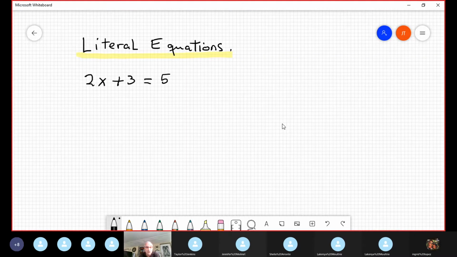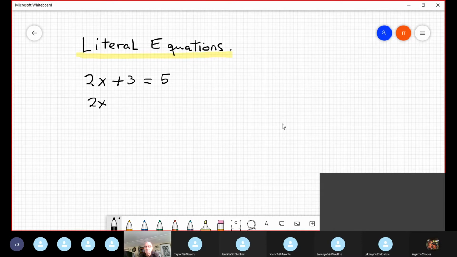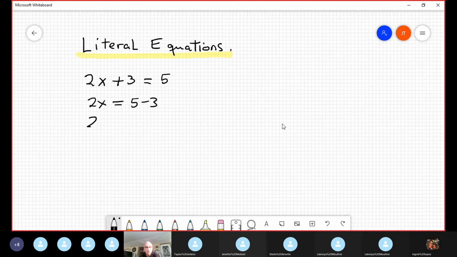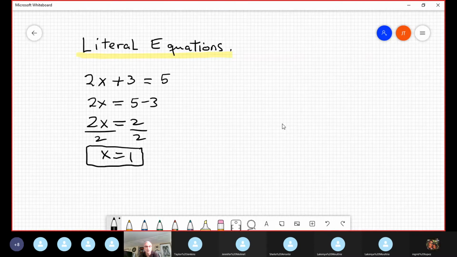You subtract 3 from 2x. You move 3 to the right-hand side, 5 minus 3 is 2. And finally, divide by 2 on both sides, and 2 divided by 2 is 1. And this is the final answer. Are you familiar with this? I suppose you know this very well.